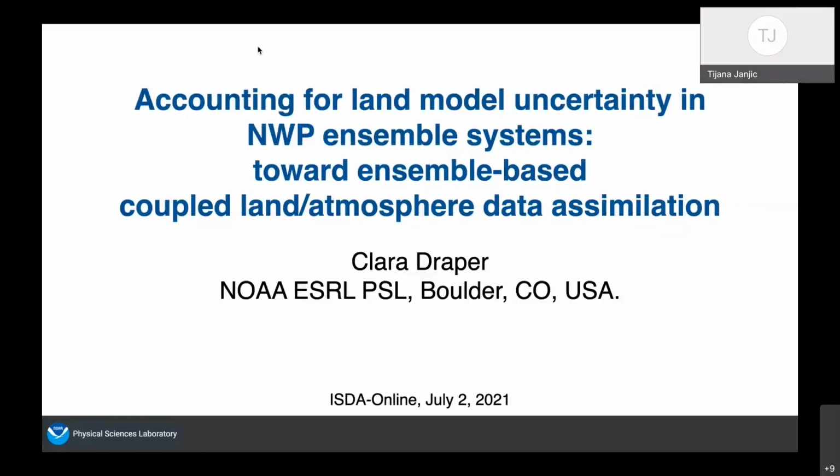Yeah, so I'm going to talk about some work that I've been doing to introduce methods to account for uncertainty in the land surface model within your NWP ensembles. And this work is really motivated by the future development of a coupled land atmosphere data assimilation system for NCEP's operational NWP system, which is called the GFS.